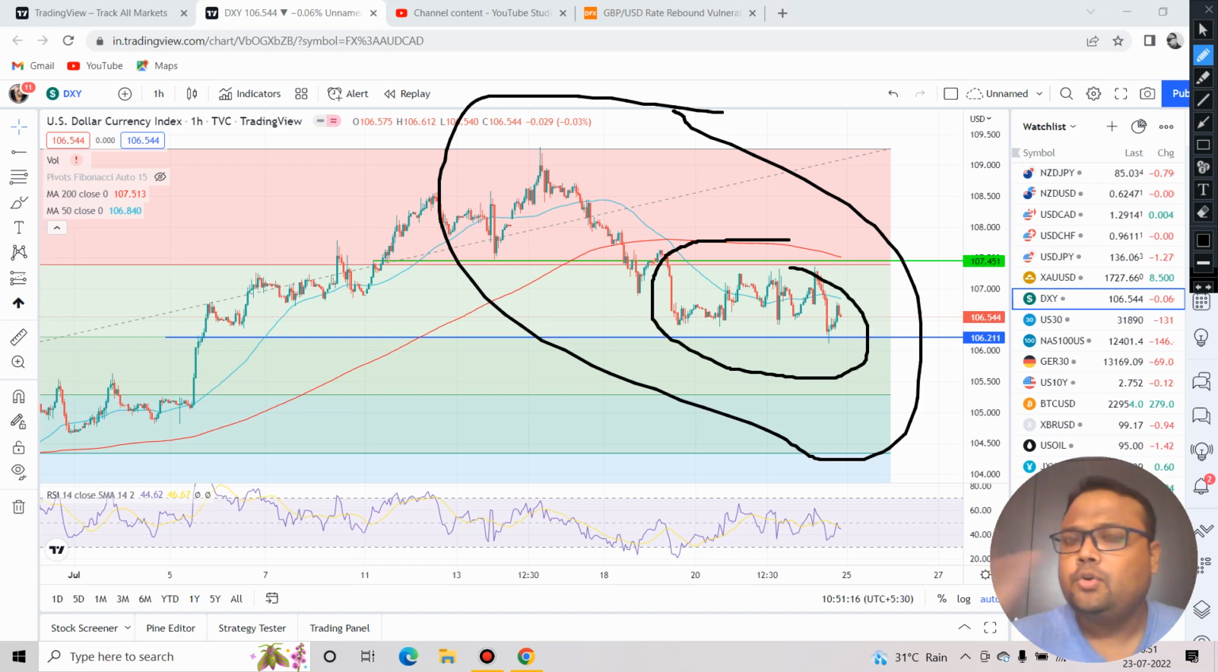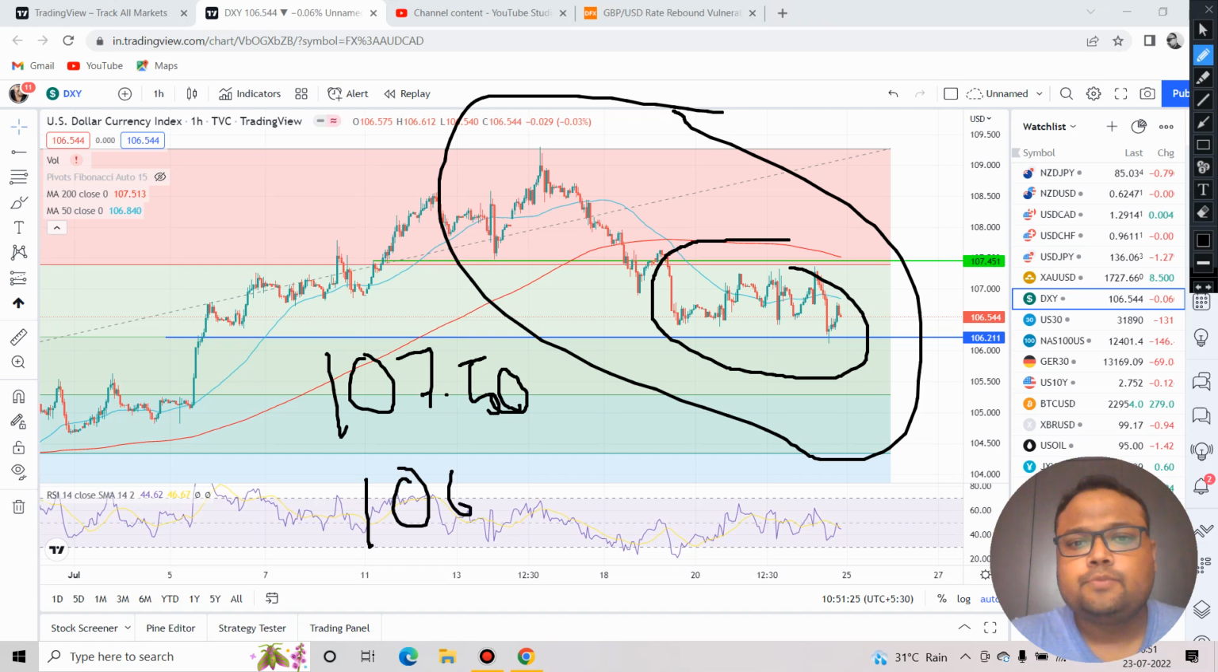We have got two important levels on the chart of DXY, and those are 107.50 on the upside and 106.20 on the downside. So this is the range of DXY right now. As long as DXY will remain sideways or consolidate in this range, probably we will also see the similar consolidation on Euro USD and GBP USD.